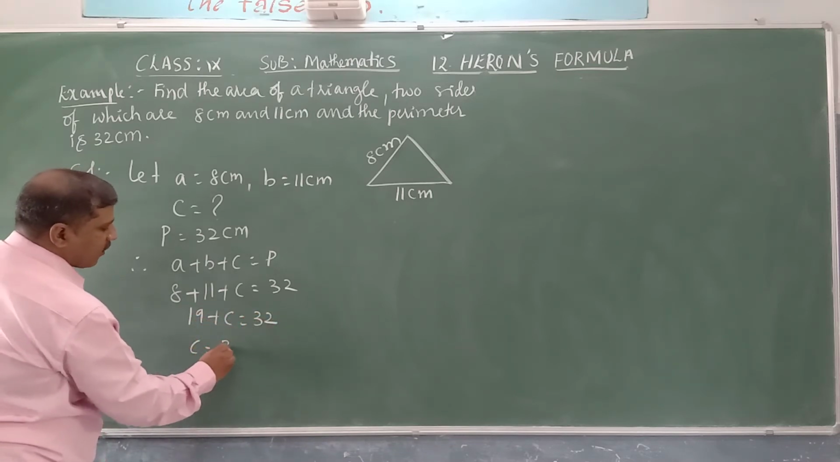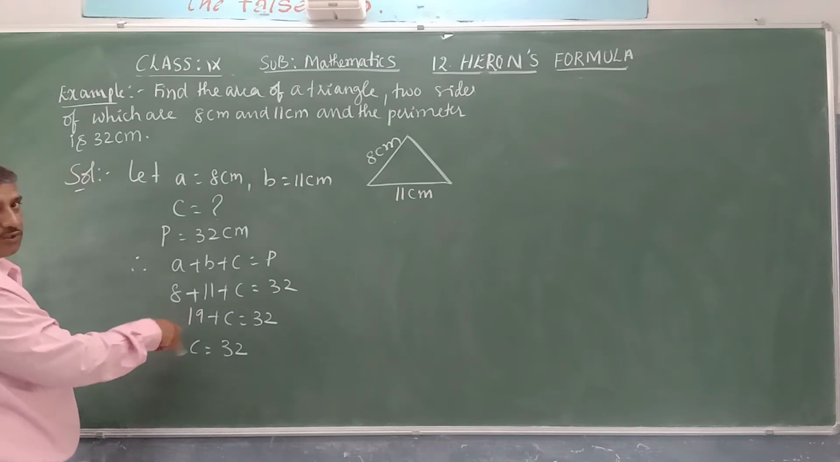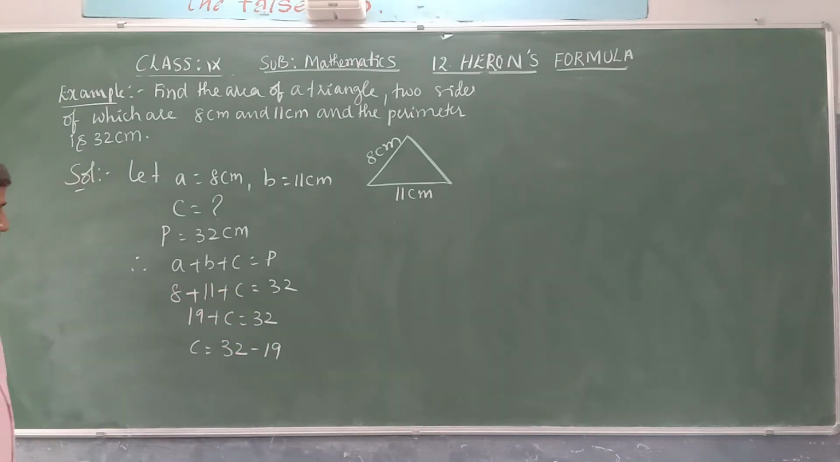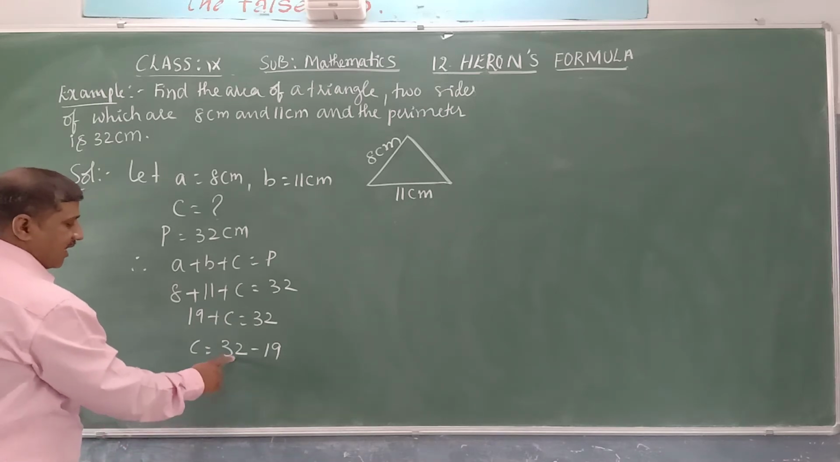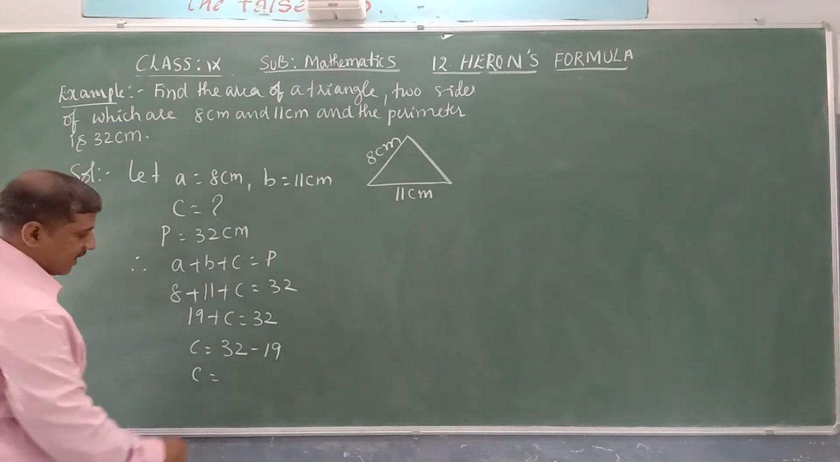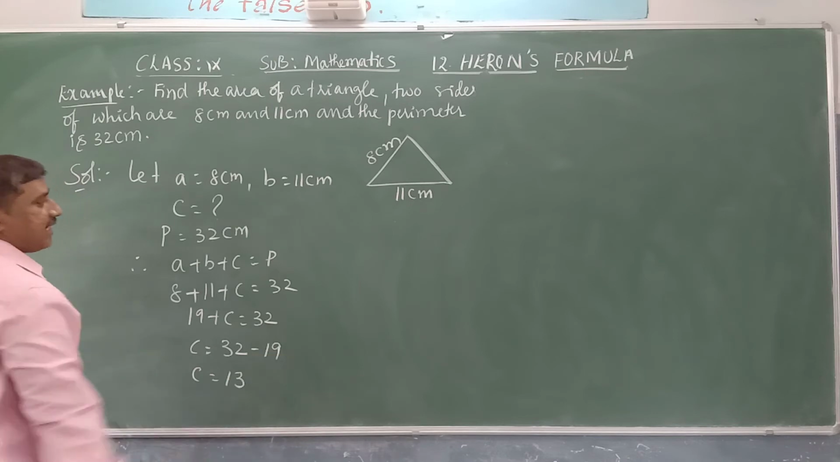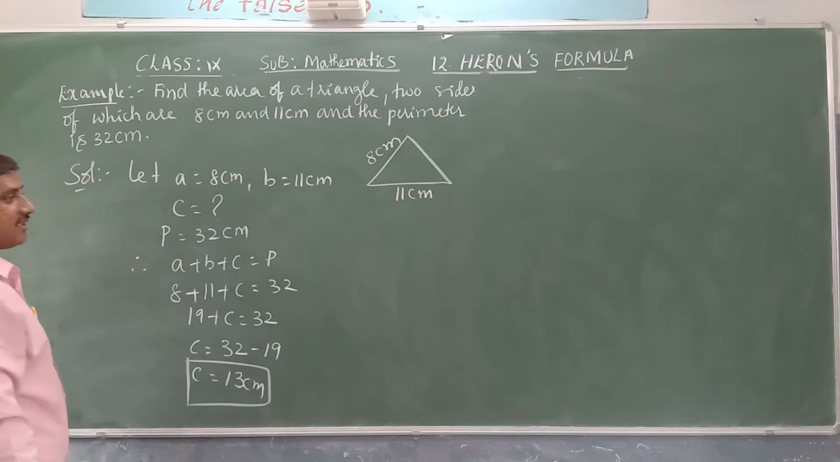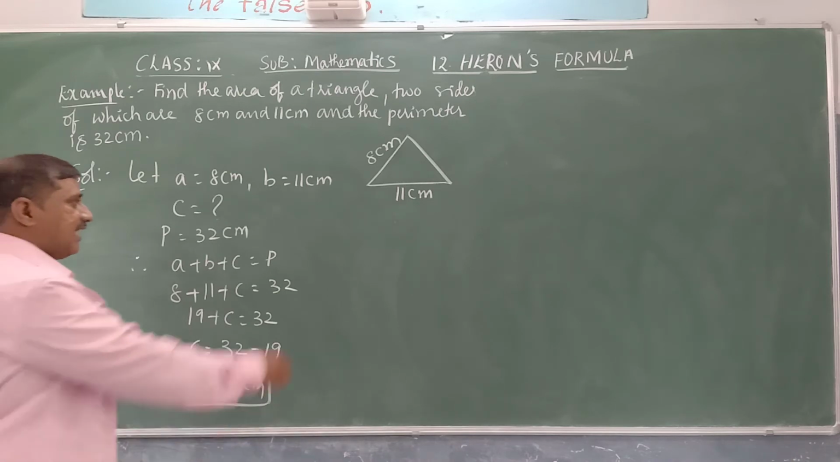Now C is equal to 32, transpose plus 19 to the RHS, it will become minus 19. Now C is equal to what? 32 minus 19, it is 13 centimeters. Now C is equal to how much? 13 centimeters. Yes, C you know.